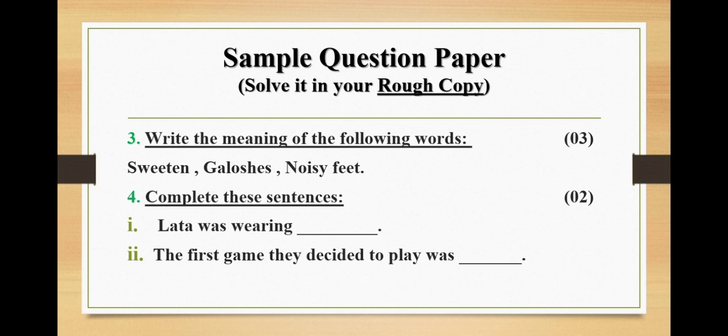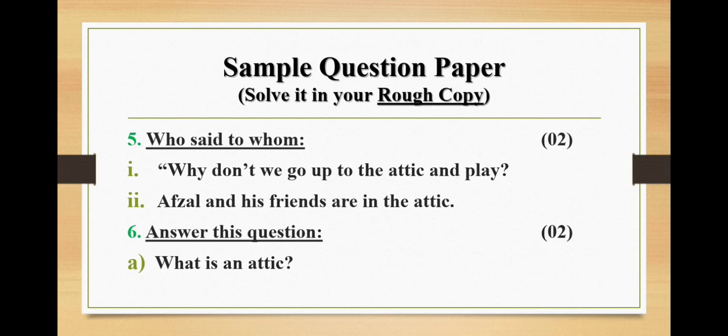Now, write the meaning of the following words. Sweeten, galoshes, noisy feet. This is of 3 marks, 1 mark each. Complete these sentences. Lata was wearing dash. What was Lata wearing? Now second one, the first game they decided to play was dash. This is of 2 marks.